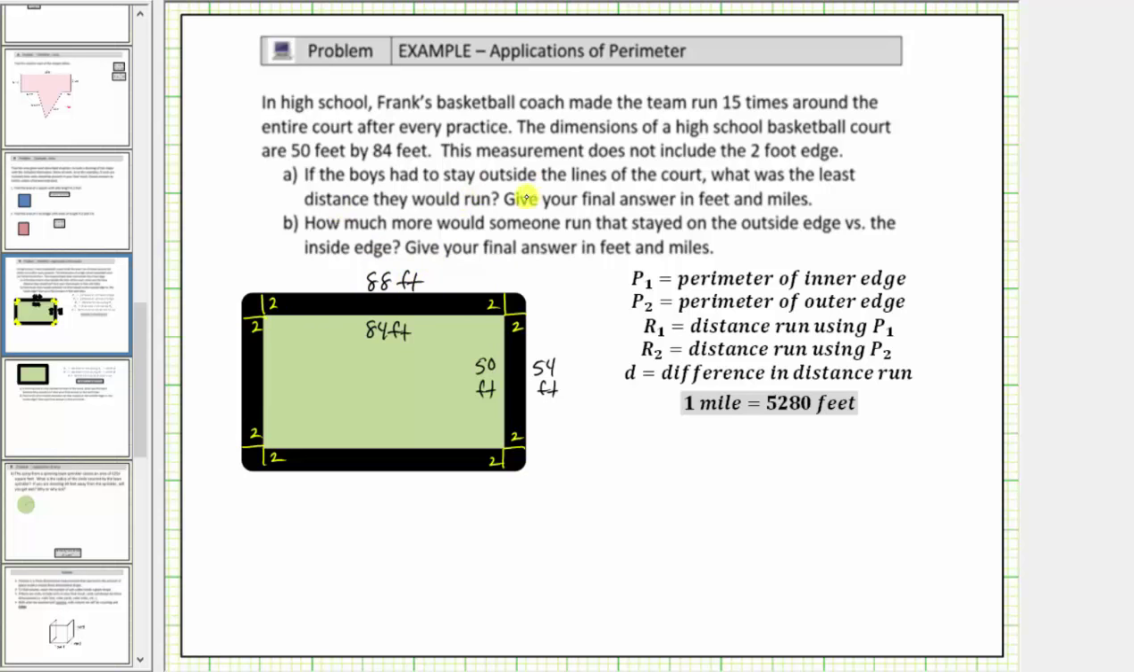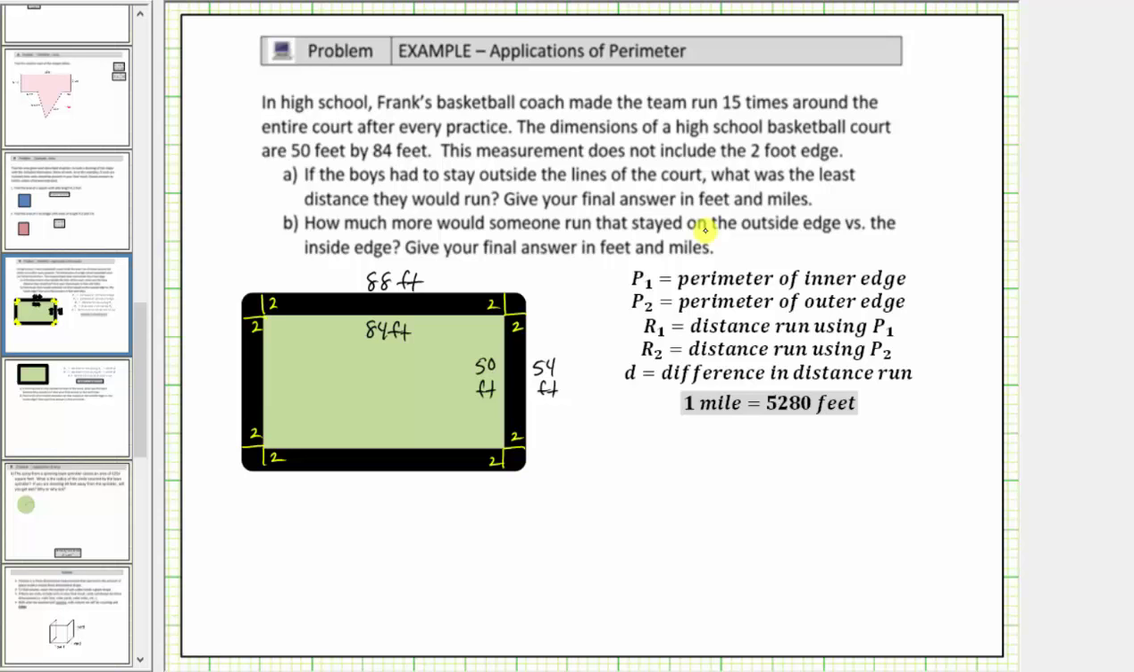A: If the boys had to stay outside the lines of the court, what was the least distance they would run? Give the answer in feet and miles. And B: how much more would someone run that stayed on the outside edge versus the inside edge? Give your final answer in feet and miles.